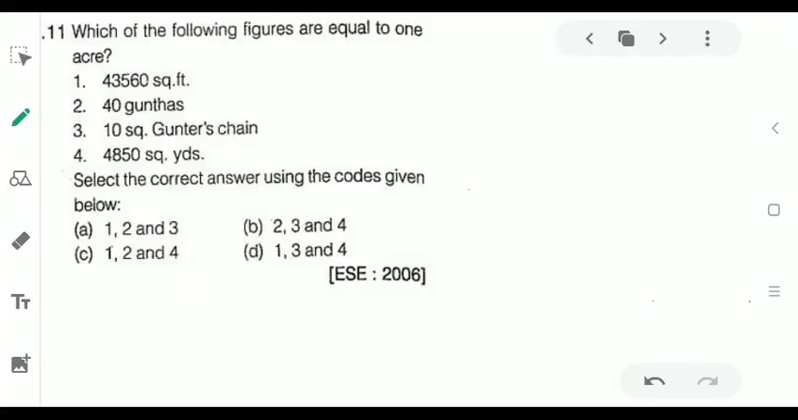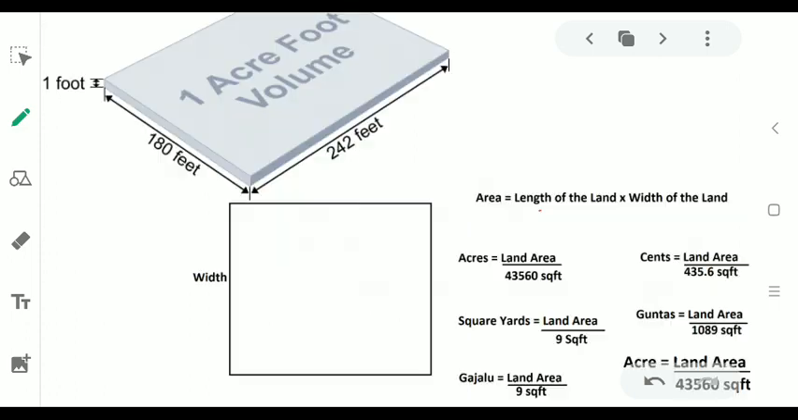Question number 11: which of the following figures are equal to 1 acre? So first of all we need to understand how much is this 1 acre. 1 acre we can basically represent by an area which has a dimension of 242 feet in length and 180 feet in its width.